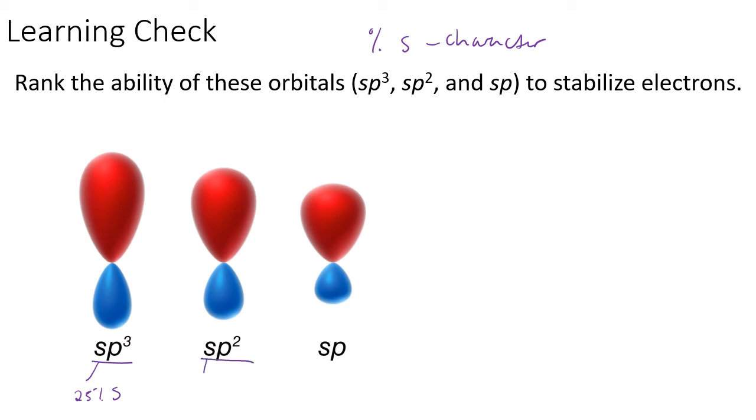sp2 hybrid orbitals are about 33% S character. And sp hybrid orbitals are about 50% S character, half and half. So we can see, even just looking at the picture of these orbitals, that the sp hybrid orbitals are more spherical and look a little bit more like an S orbital, whereas the sp3 hybrid orbitals are more p orbital-like. They're more dumbbell-like.